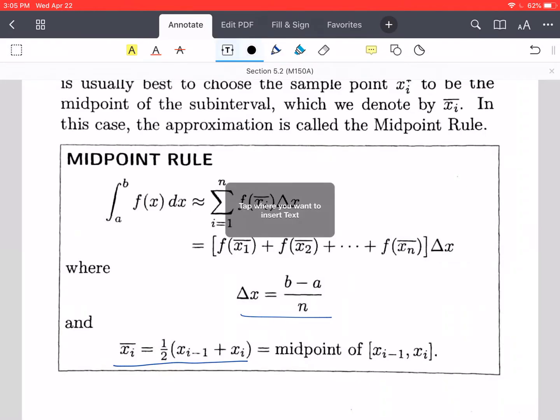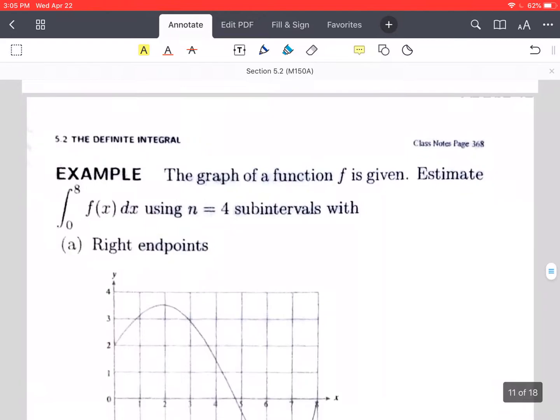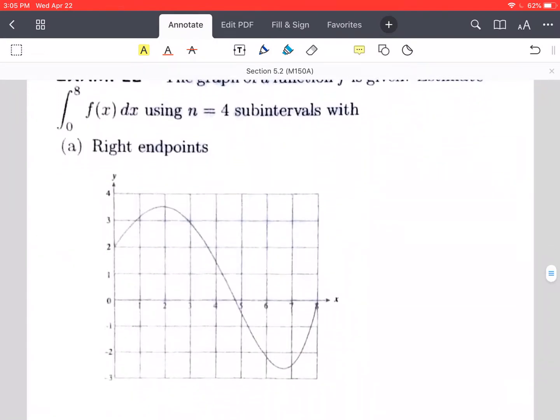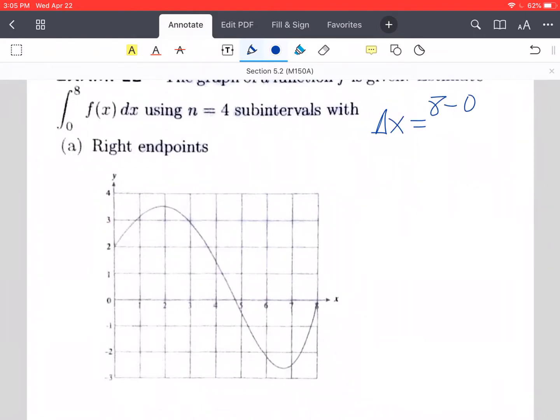Okay, so let's look at an example. So the graph of the function f is given. Estimate the integral from 0 to 8 of f of x dx using 4 subintervals with right endpoints. Okay, so if we're using 4 intervals, then our delta x, that's going to be b minus a over n, 8 over 4, so that's 2. So we're going to go 0, 2, 4, 6, and 8.